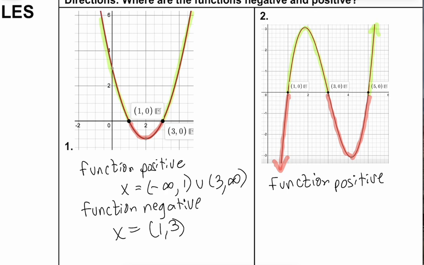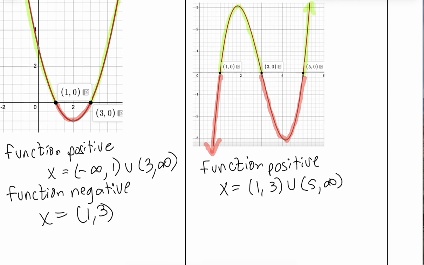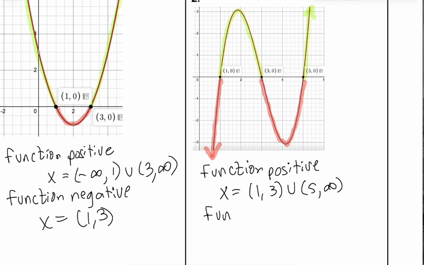Now, our function is positive in two locations. From an x value that is 1, to an x value of 3. And then again, from an x value of 5, forever and ever to infinity. So that's how we're going to write it. So between an x value of 1 and 3, that's that upper bump. And then also from 5 to infinity. So our function is above the x-axis. Where's our function negative?